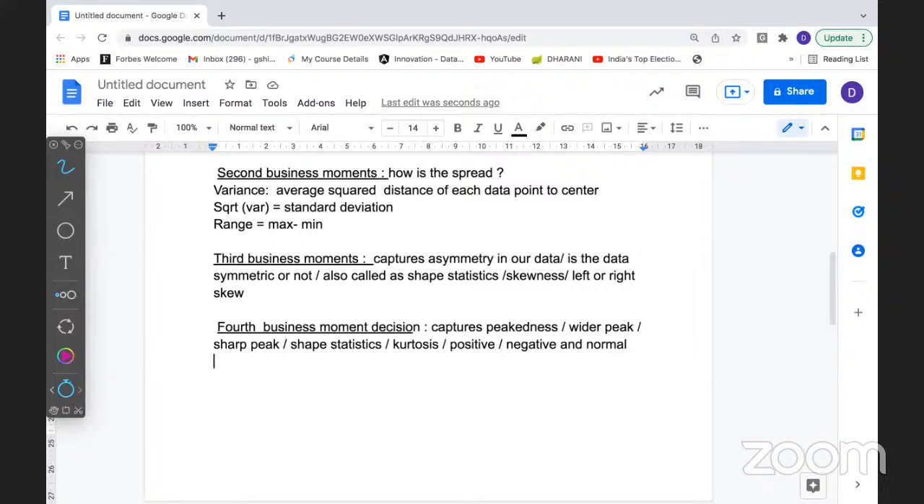So you look at the shape of the curve and decide to quantify it. Just by looking at the shape, you can say, but to quantify it, we are trying to give a number which is nothing but the kurtosis, right? So kurtosis could be lepto, meso, or platy.